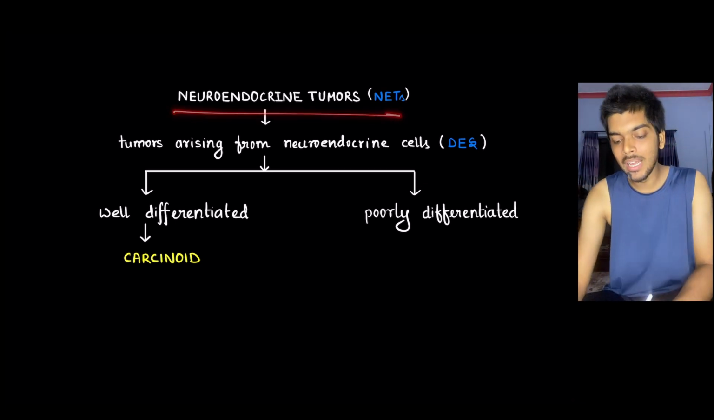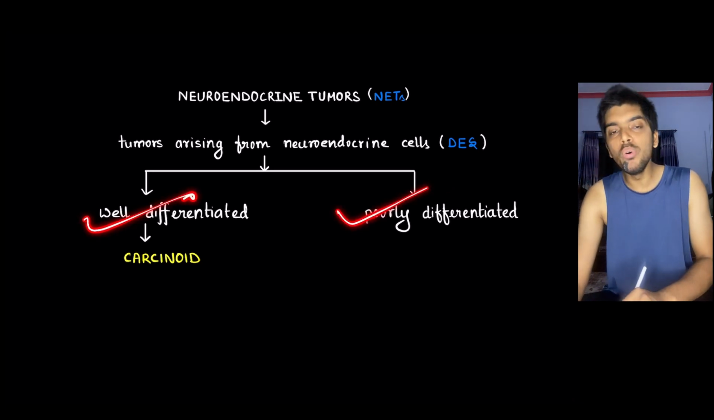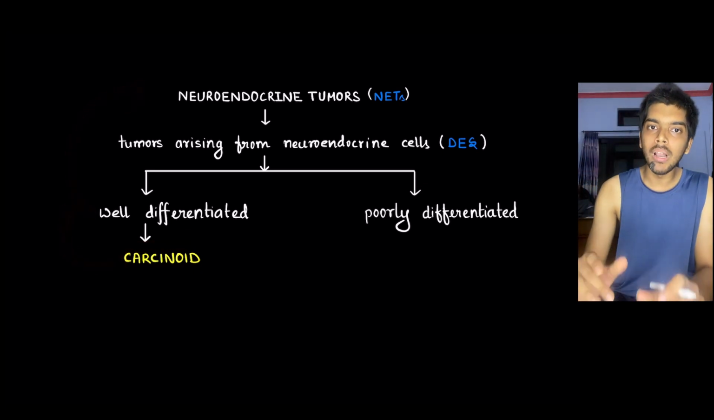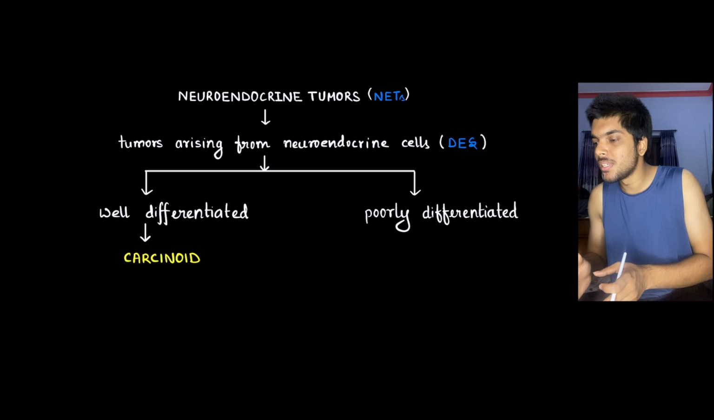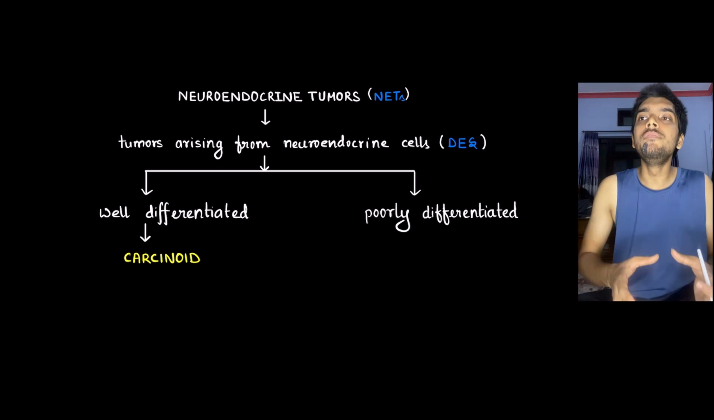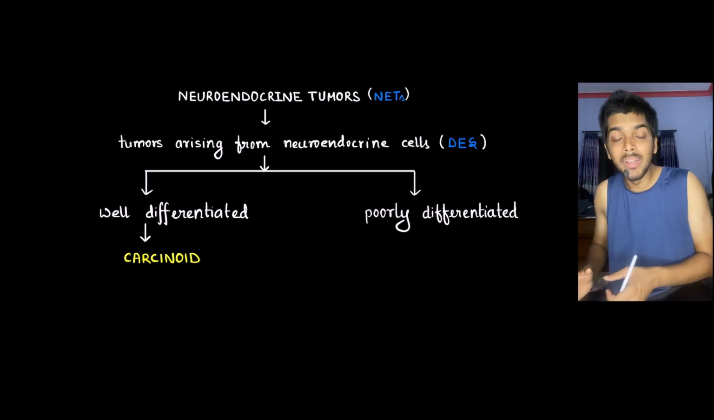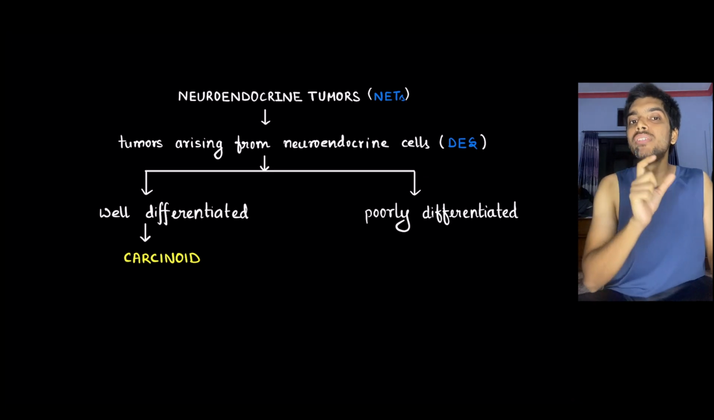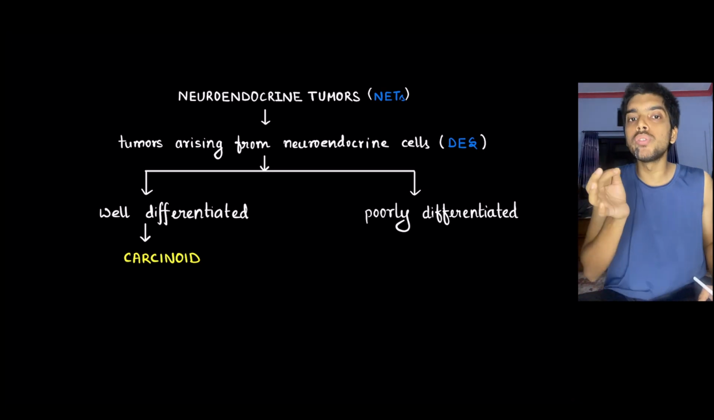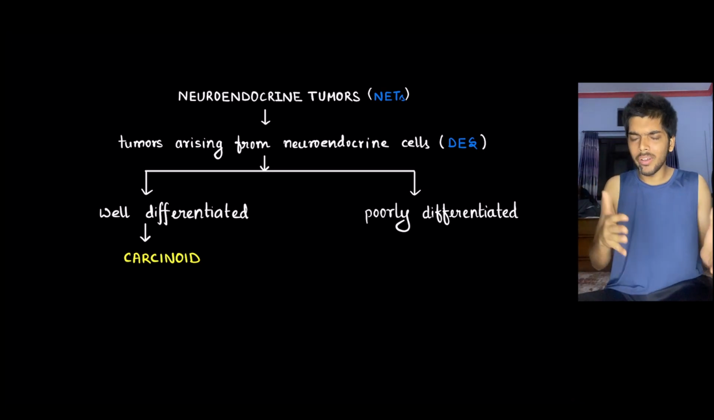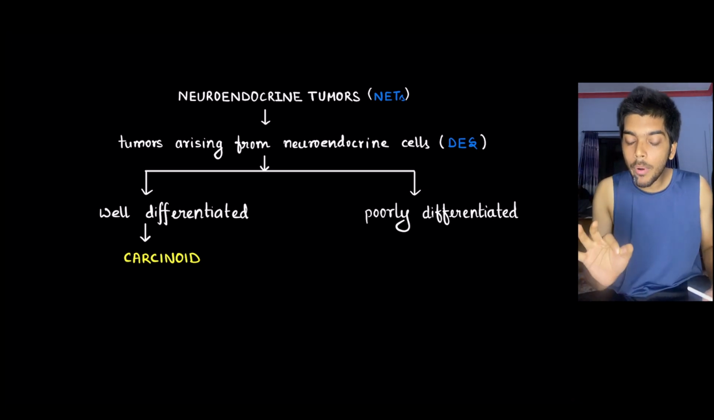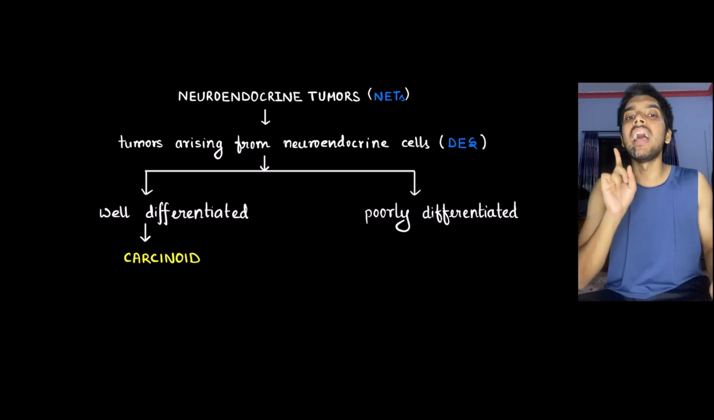So neuroendocrine tumors are either well differentiated or poorly differentiated. For example, carcinoid is a well differentiated neuroendocrine tumor. One last revision. Neuroendocrine tumors are the tumors of your neuroendocrine cells. Neuroendocrine cells form a part of your diffuse endocrine system. The diffuse endocrine system is a system of cells present either isolated or in groups, scattered diffusely throughout the body, that produce hormones. The tumors of these neuroendocrine cells are either well differentiated or poorly differentiated. Now we are going to learn about a well differentiated neuroendocrine tumor, and that is carcinoid.